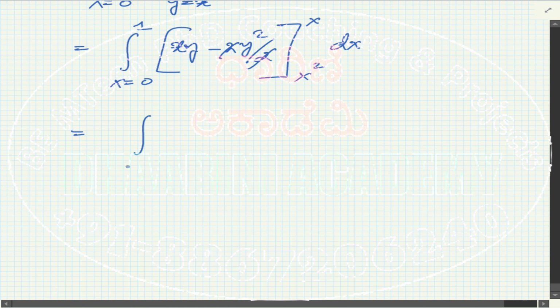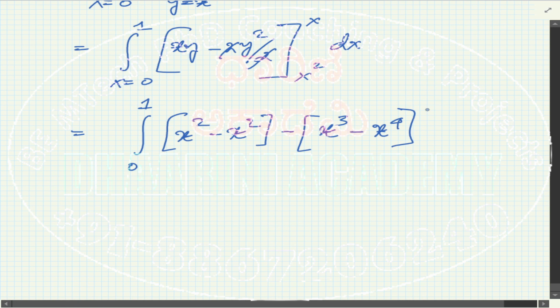Okay, so this is equal to the integral from x equal to 0 to 1. When I substitute x over there, the terms become x square minus x square. This is the first substitution, y becomes equal to x. Next, every y I am substituting as x square. So x square comes into the first term; x into x square is x cube, minus y square. So y is x square, so x square squared is x to the power 4. This whole term now needs to be simplified and integrated with respect to x.